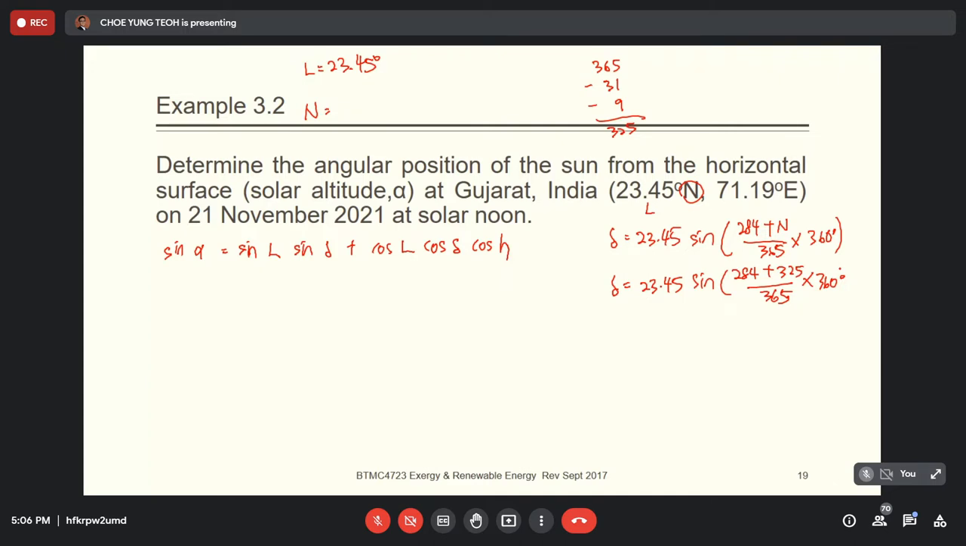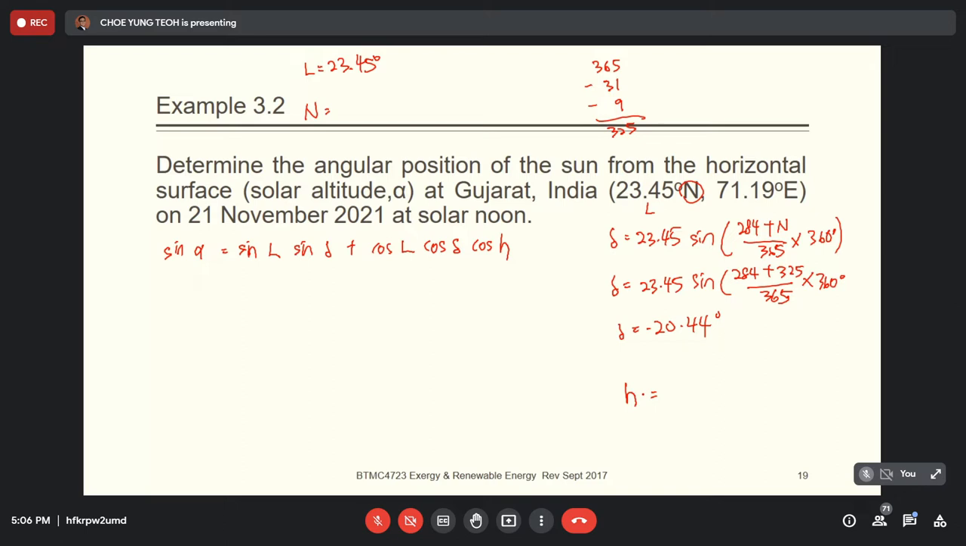Okay, thank you. So we get negative 20.44 degrees. So we have L, we have the declination angle, then we are left with only the hour angle. What is the value of H? The hour angle takes the solar noon as a reference. So at solar noon, H will be 0.